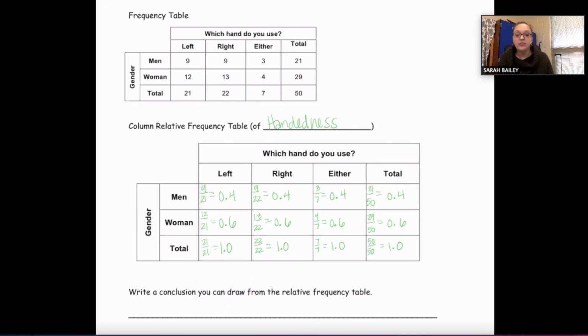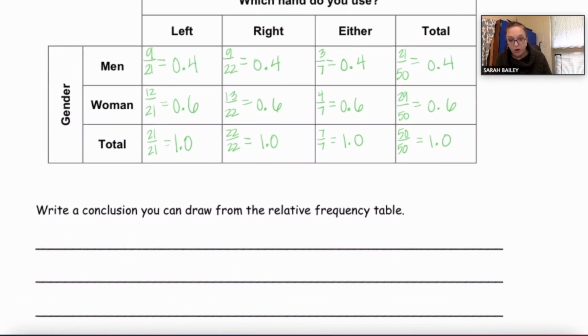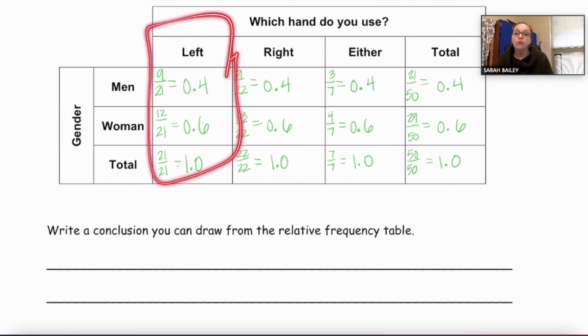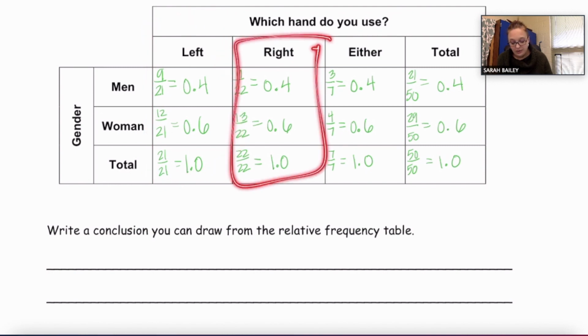Okay? And then it says to write a conclusion you can draw from the relative frequency table here. So again, there's more than one conclusion here, but we only need to look this way, right? So we can say of the lefties, 40% were men and 60% were women. So lefties are more likely to be women. Right-handed, well, 40% are men and 60% are women. So we could say of the right-handed people surveyed, they were more likely to be women.